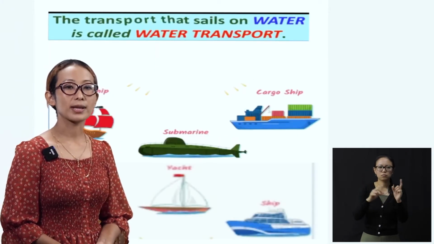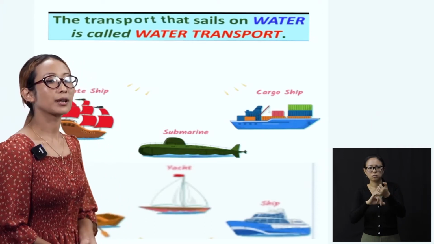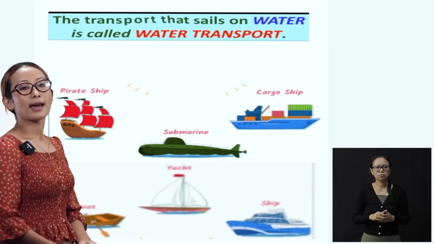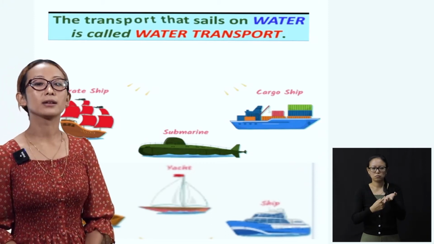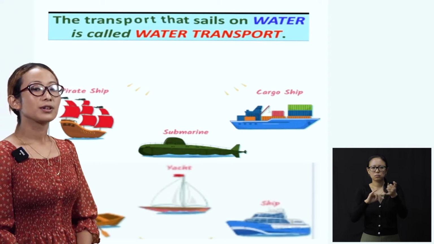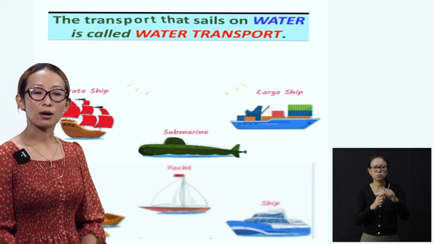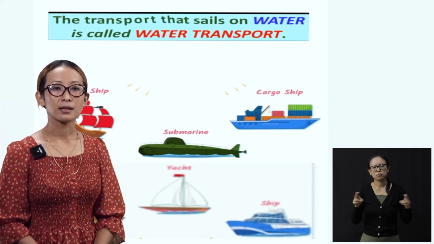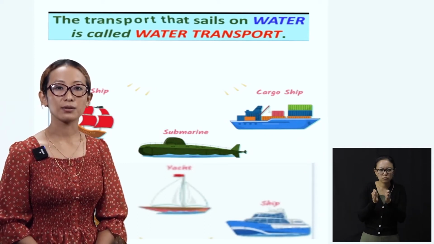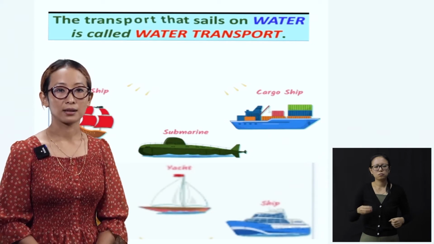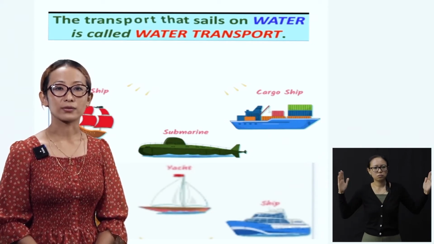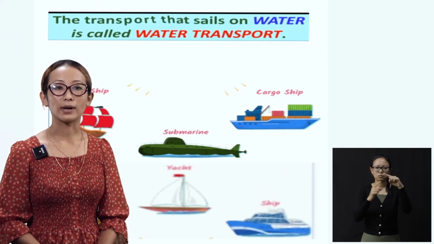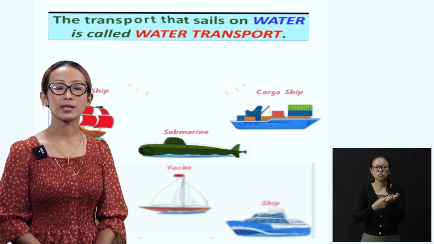Next is water transport. Water transport includes a boat, a yacht, a ship, and a cargo ship too. These water transports are the vehicles that sail in water. They move on water, so they are called water transport. So a transport that sails on water is called a water transport.